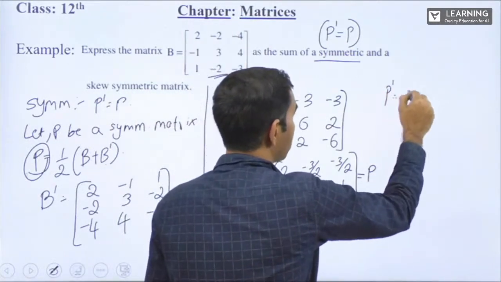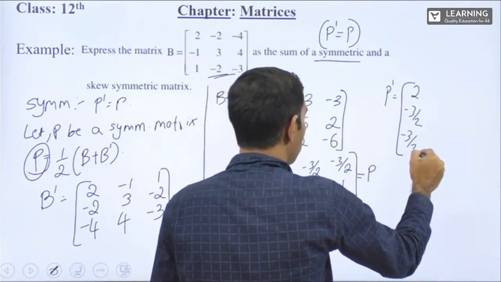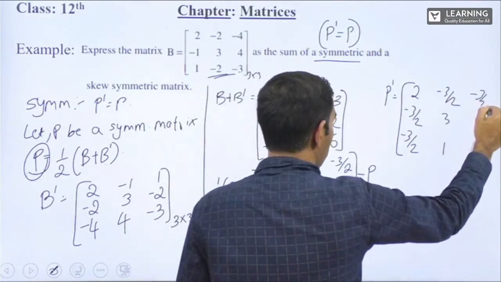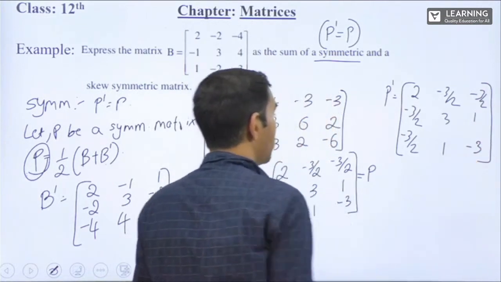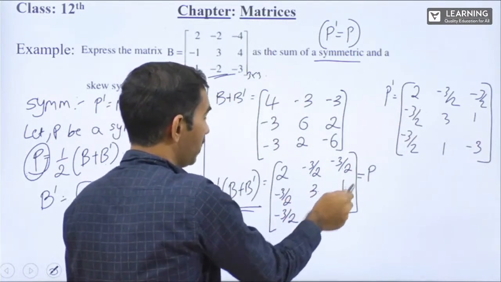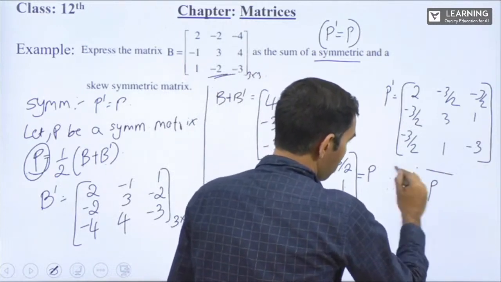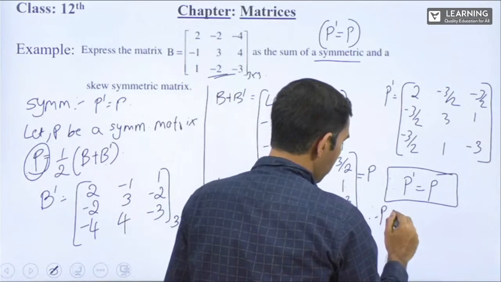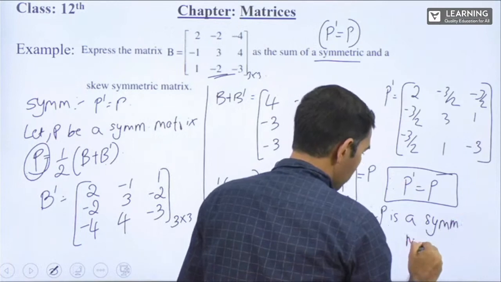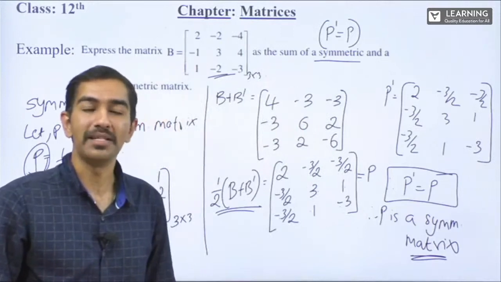Now what is our P dash? Writing the rows as columns again. 2, minus 3 by 2, minus 3 by 2. Minus 3 by 2, 3, 1. Minus 3 by 2, 1 and minus 3. Now check whether P dash is equal to P. 2, minus 3 by 2, minus 3 by 2. Minus 3 by 2, 3 and 1. Minus 3 by 2, 1 and minus 3. Therefore we can write, P dash is equal to P. Therefore P is a symmetric matrix. Understood? So P is a symmetric matrix.